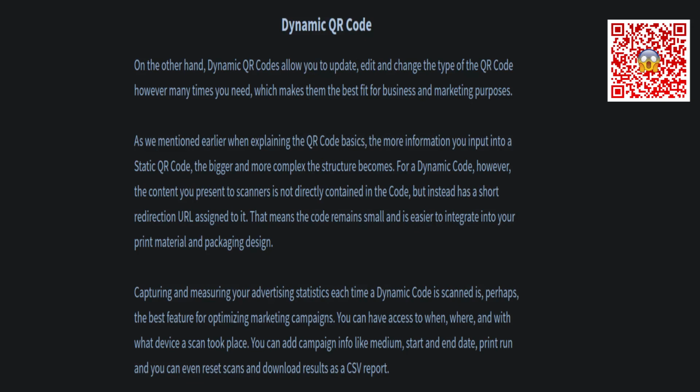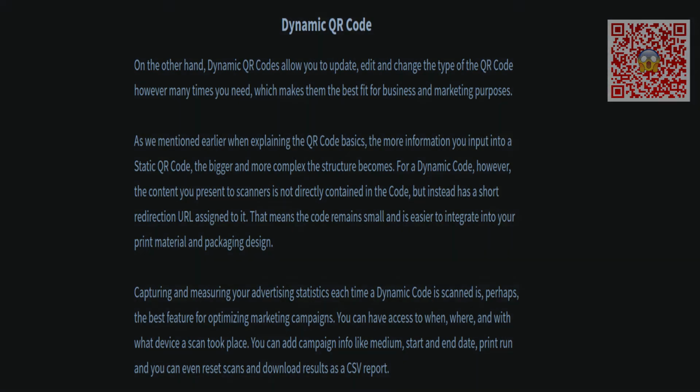Capturing and measuring your advertising statistics each time a dynamic code is scanned is perhaps the best feature for optimizing marketing campaigns. You can have access to when, where, and with what device a scan took place. You can add campaign info like medium, start and end date, print run, and you can even reset scans and download results as a CSV report.